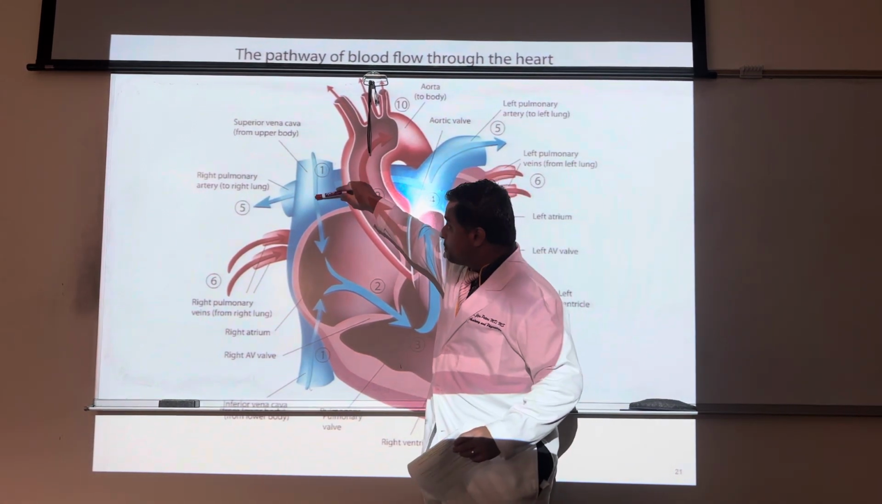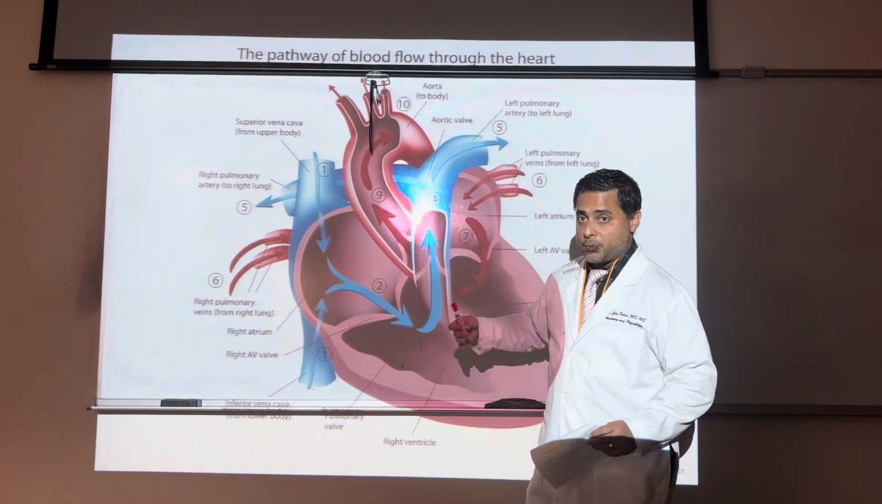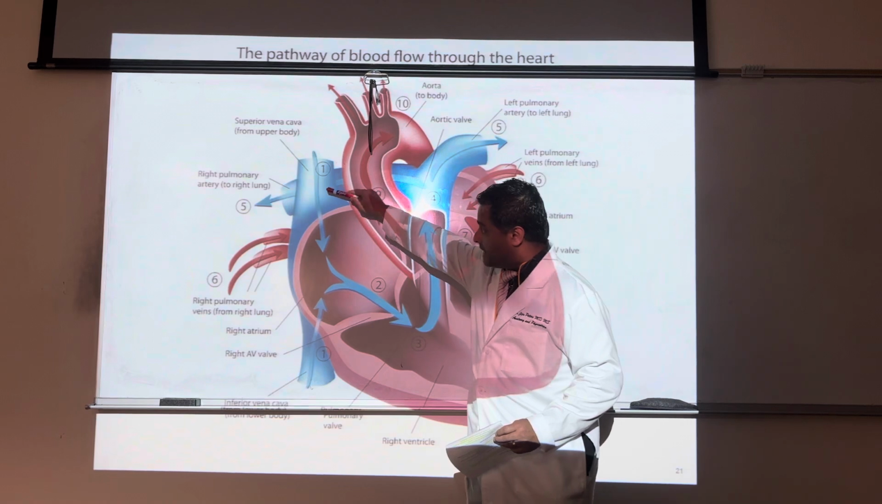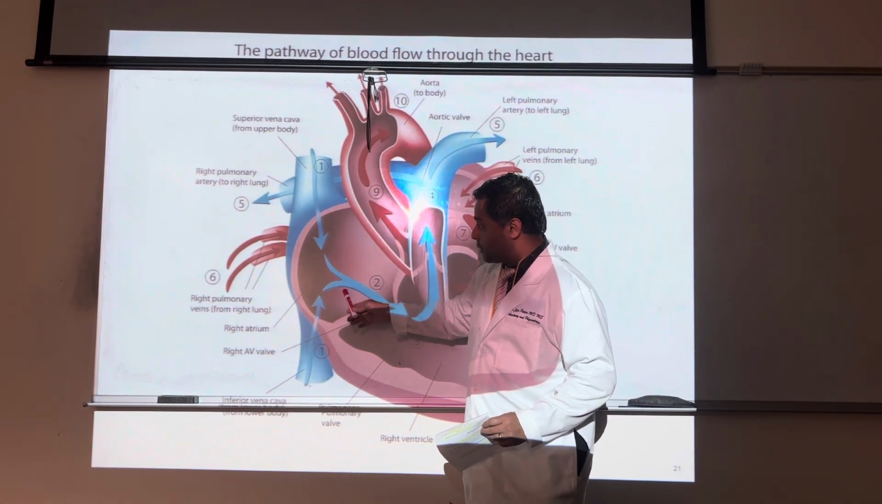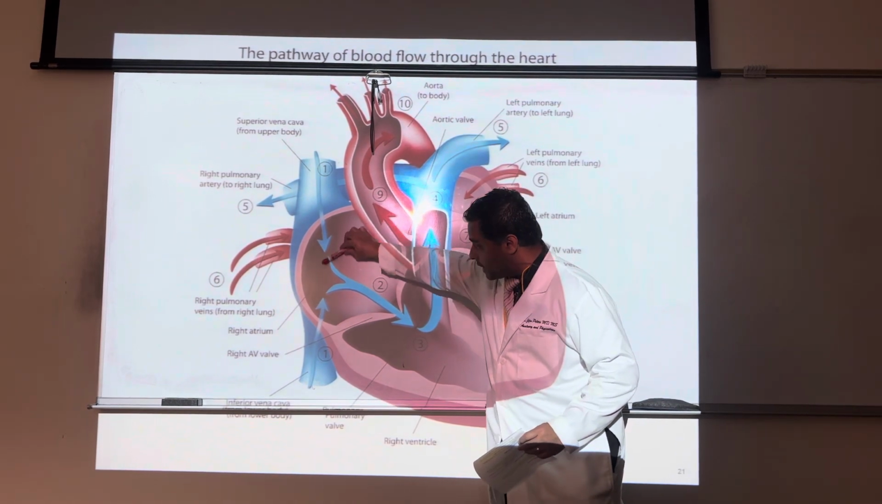So here is the superior vena cava and the inferior vena cava. These are the largest blood vessels that we have. And the deoxygenated blood, as designated by the blue arrow, is going to be returning back to the right atrium of the heart, which is right here.